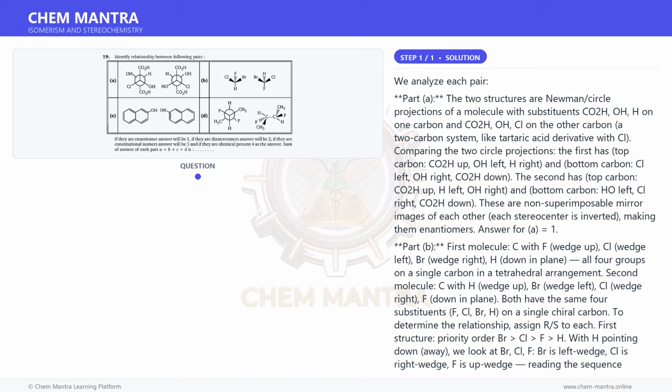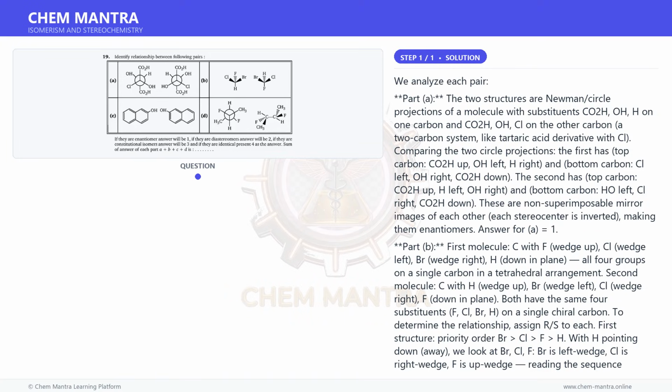For B both molecules CHFClBr, if identical configuration drawn differently is equal to 4. For A diastereomers is equal to 2. Then 2 plus 4 plus 4 plus 3 is equal to 13. This matches the given answer.